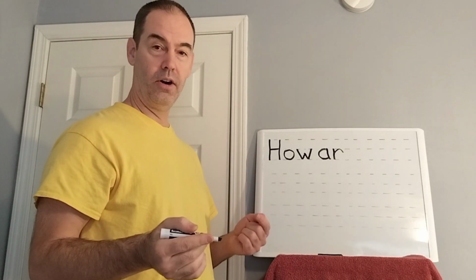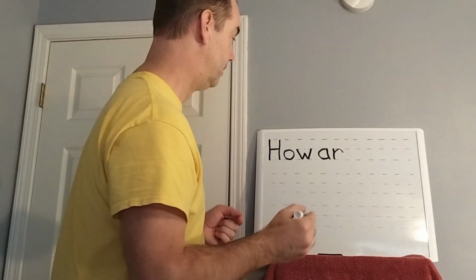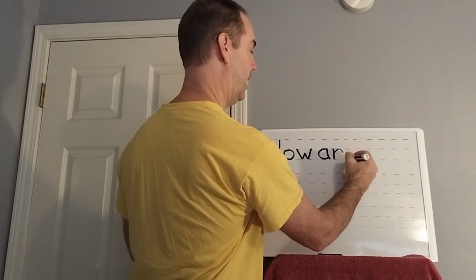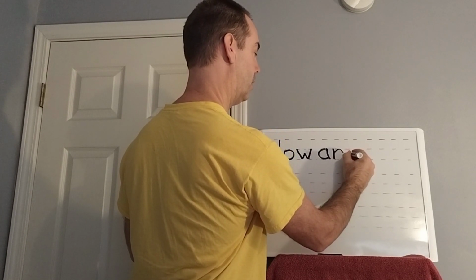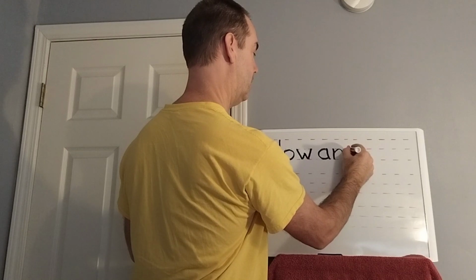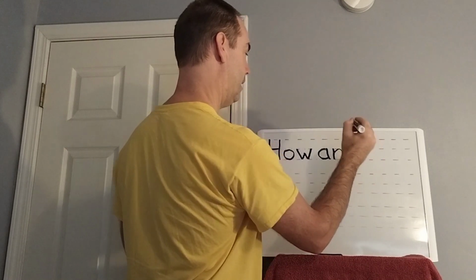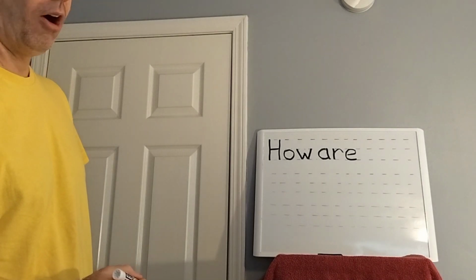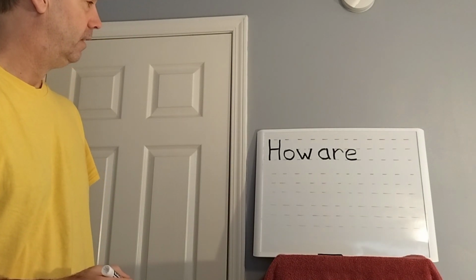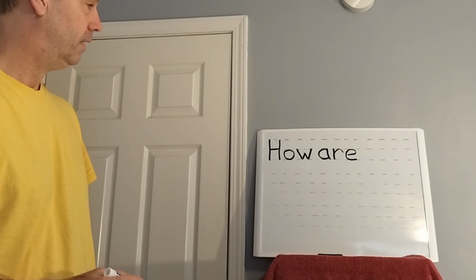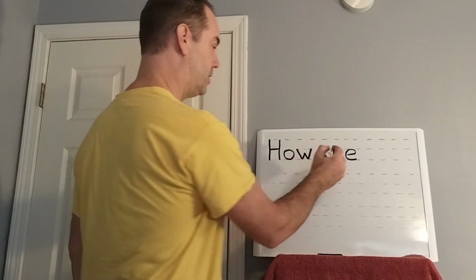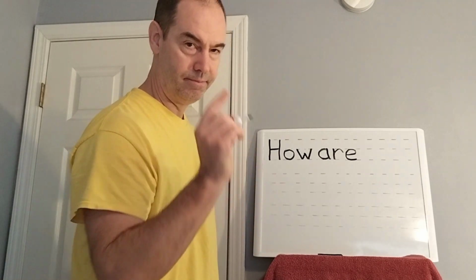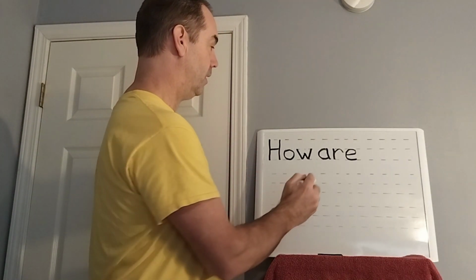And then the word are ends with a silent E. We start midway between the middle line and the bottom and work our way around like that. There we go. How are you? Now, this is a strange thing. I want to say a lot about this silent E before I move on to the next word.